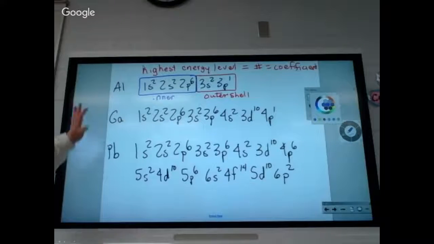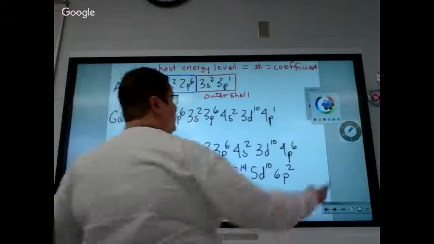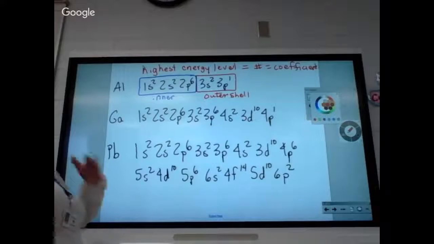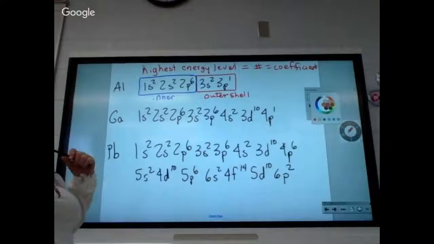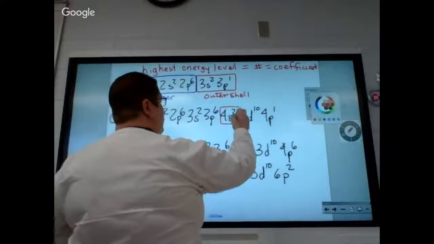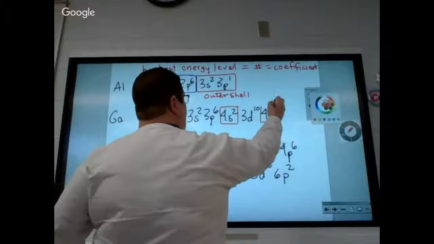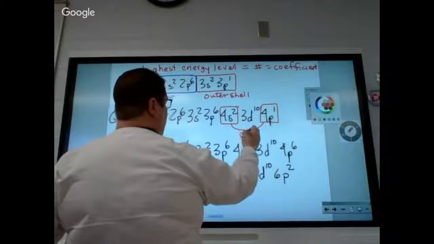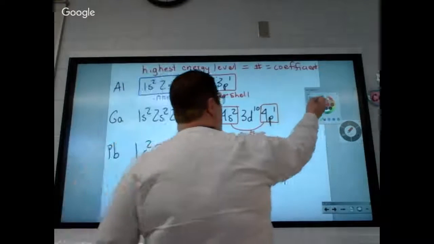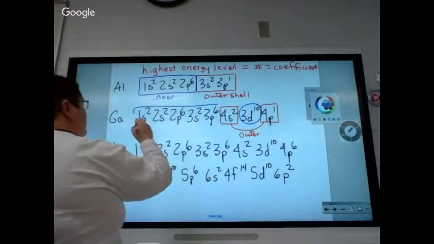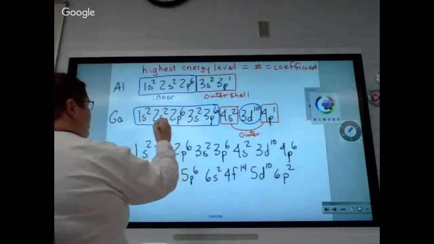But if you look at gallium here, where's the outer shell? Right, 4. Here we have a 4. Notice that this time, what can you tell me about the 4? They're not side by side. They're separated by the D this time, right? Because we've got some overlap going on. So this time, the D is there. This is the outer, and then all of this is my inner shell.